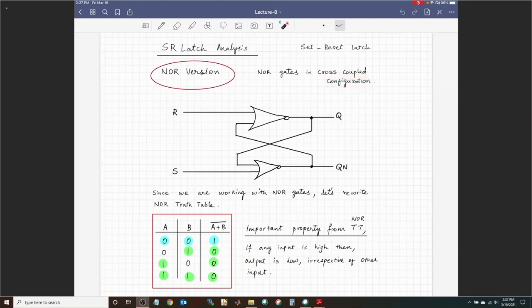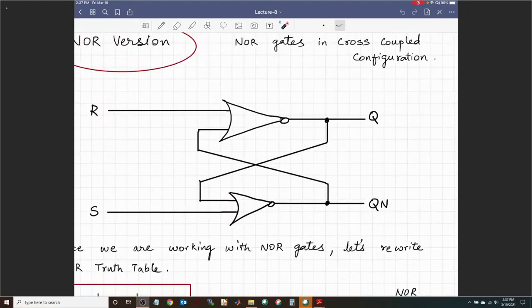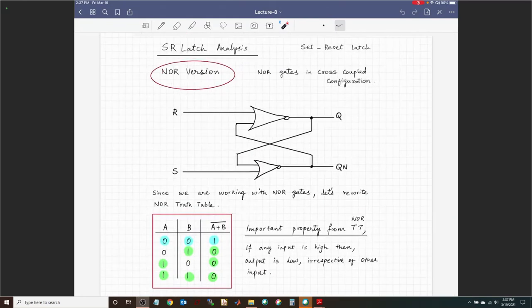And I suppose, if you look at the logic diagram over here, it is pretty clear why they are called cross-coupled, right? Because there is a coupling from input to output in a cross manner. Hence the name.